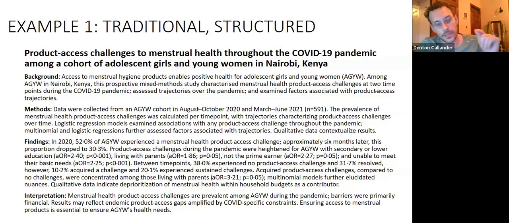And this is a really important part. The findings and the interpretation have to link. If someone says something in the interpretation that I don't see in their data, it makes me a little bit suspicious. And they make a final conclusion, which again is sort of, I think, self-evident. Ensuring access to menstrual products is essential to ensuring adolescent and young women health needs. Sure, I mean, that seems kind of obvious.